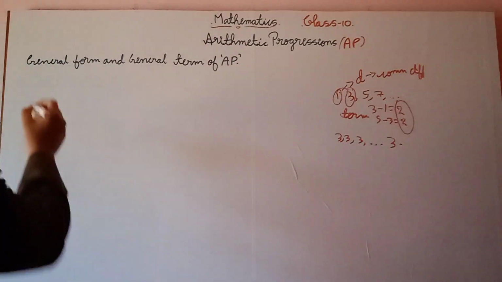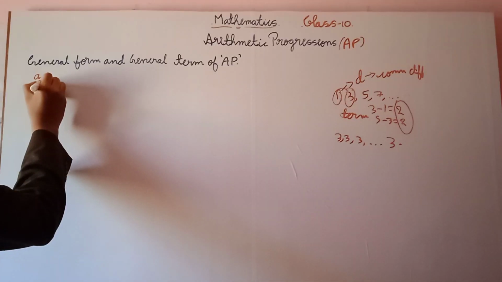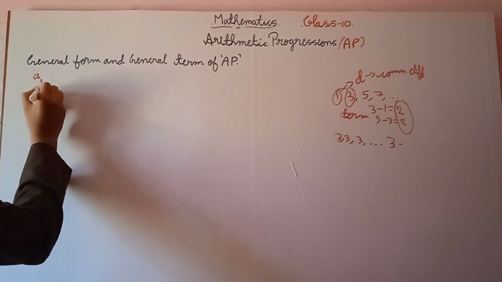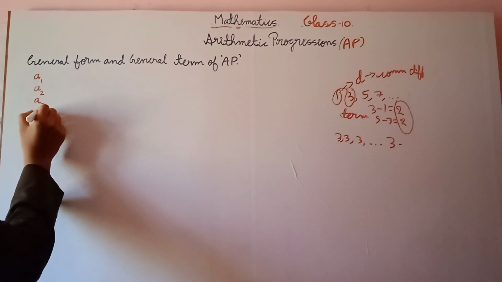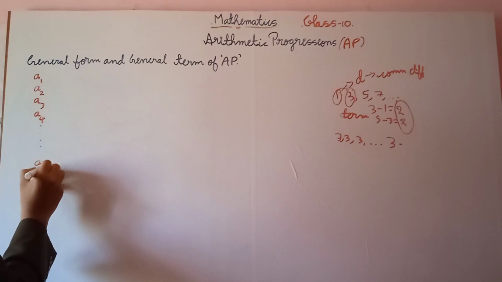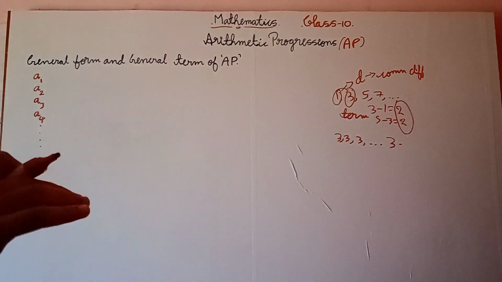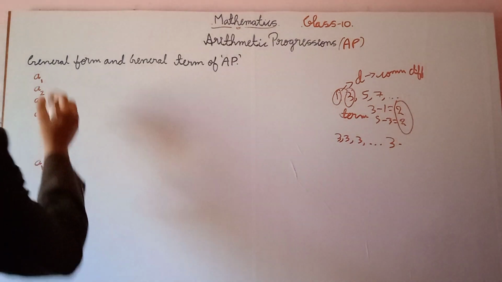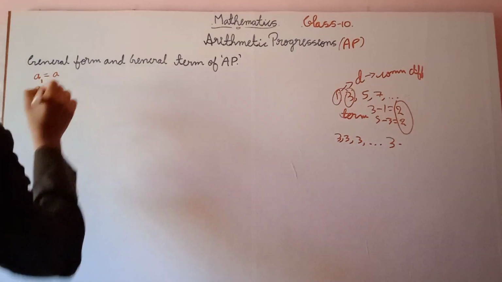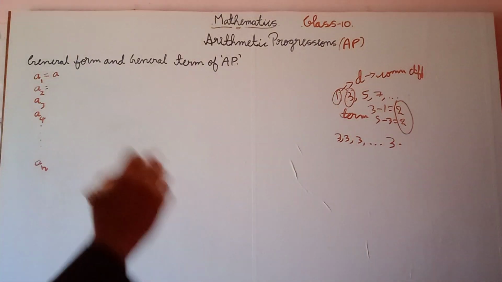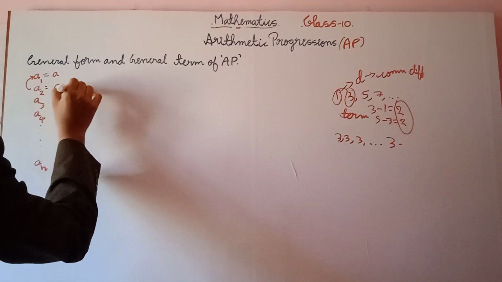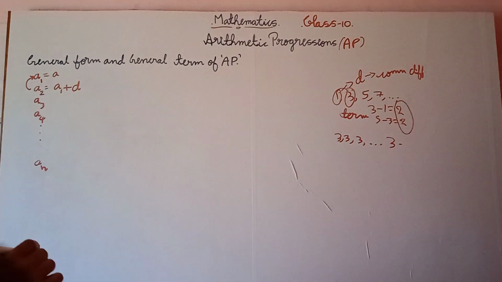We know that A1 is the first term of a common arithmetic progression, and similarly A2 is the second term, A3 is the third term, A4 is the fourth term, and so on till AN. In this case AN is the last term of any arithmetic progression. A1 can be written as just A. To find A2, we need to add the common difference, that is D, to the preceding term, which is A1. So we can write A1 plus D, in which D is the common difference.